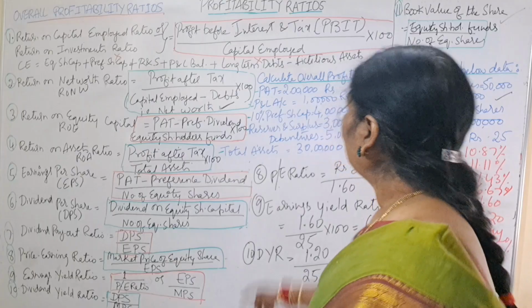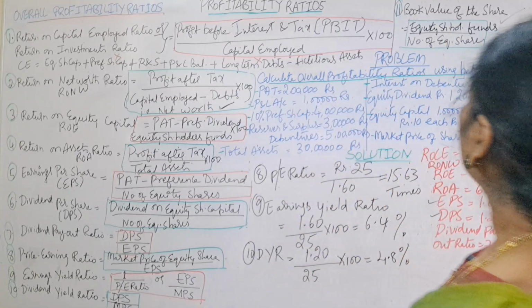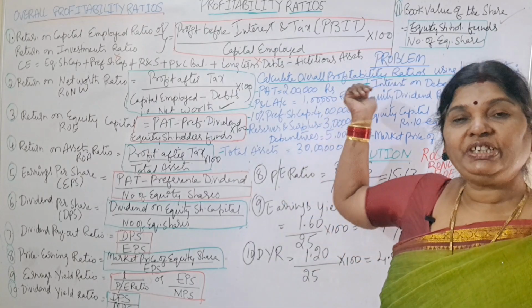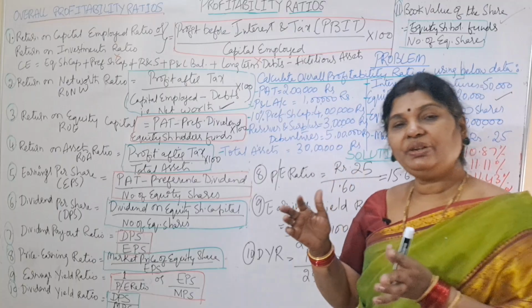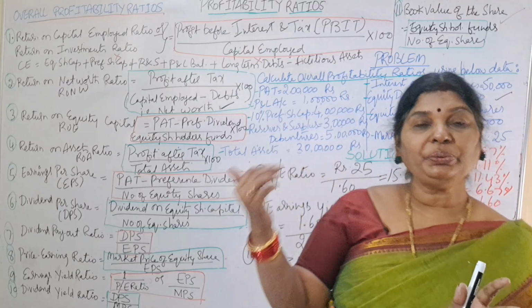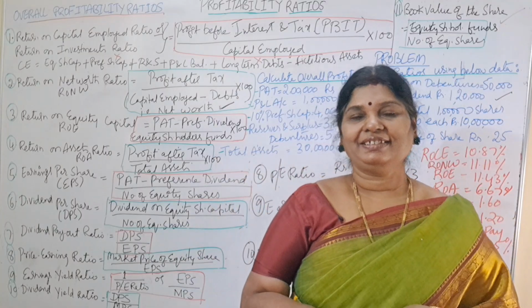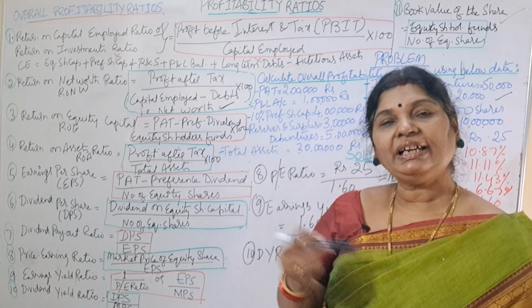Next, coming to the last ratio, that is book value of the share. So this book value per share shows the fraction of net worth attributed to each equity share. So how we'll calculate that?